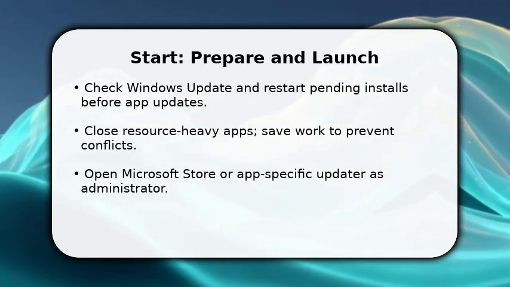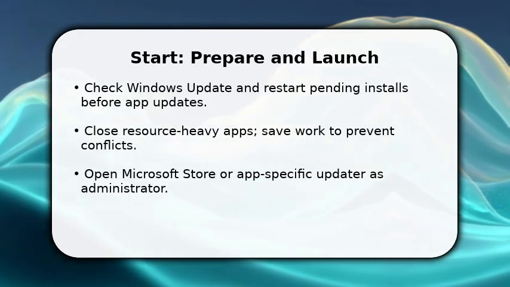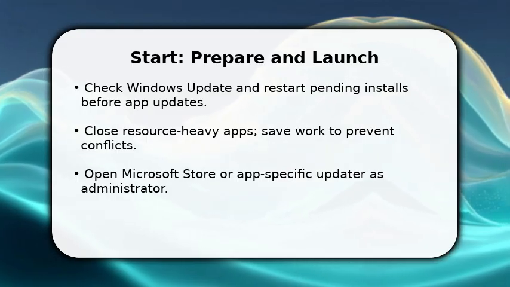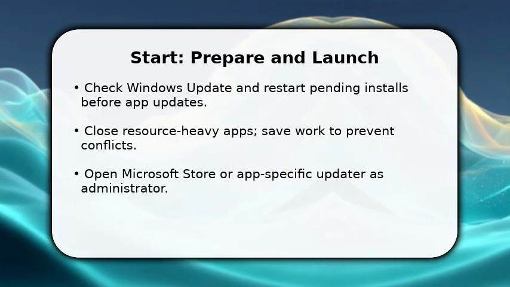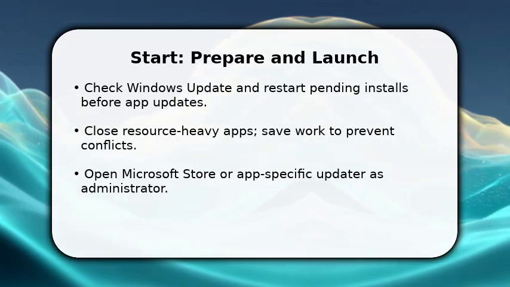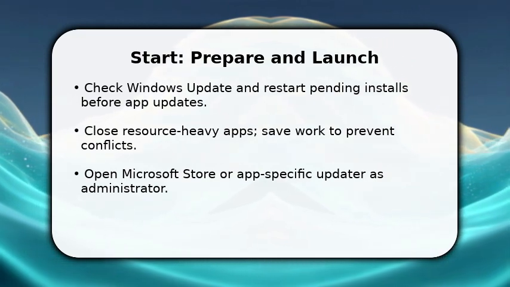Make sure to run the store or the app updater as an administrator. This grants the permissions required to write to protected folders. You're initiating the updater now. Search the store or the app's help menu, select updates, and queue the updates you need. This sequence minimizes failed installs and file lock errors.